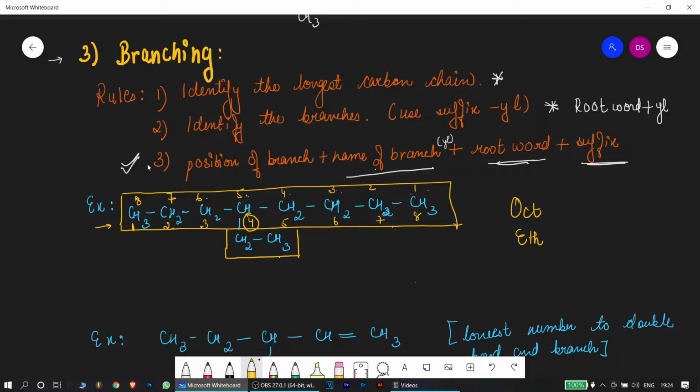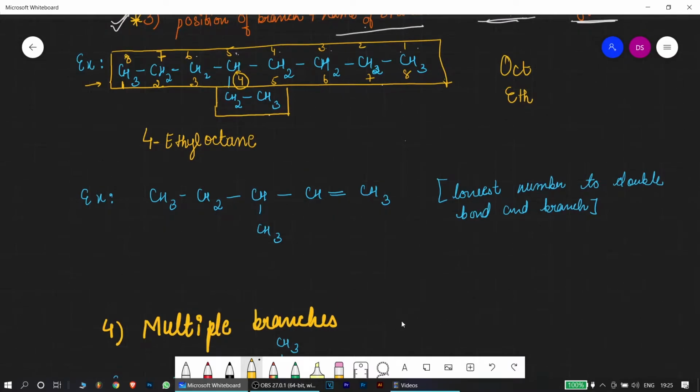right? Now coming to this rule where you first have to write the position of the branch, which is 4, then you put a slash, then the name of the branch, which is eth, then the suffix il, then you have to write the root word, which is oct, then ane, right? So this is the name, which is 4-ethyl octane. Simple. Now coming to the next example, we will do this a little faster.